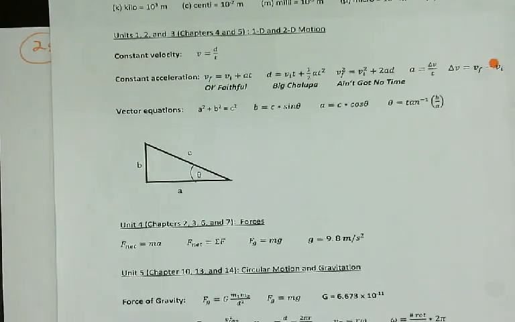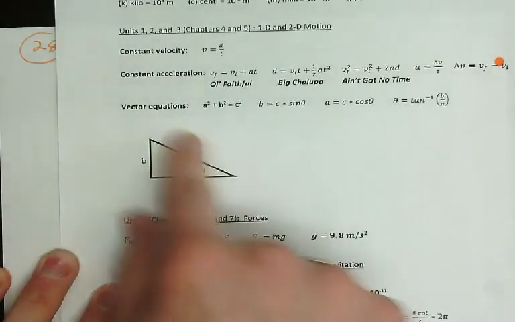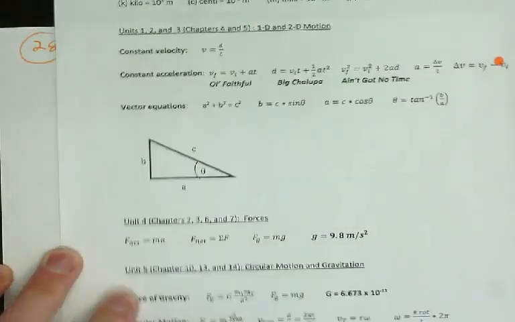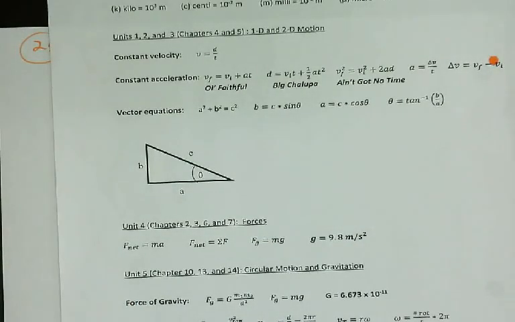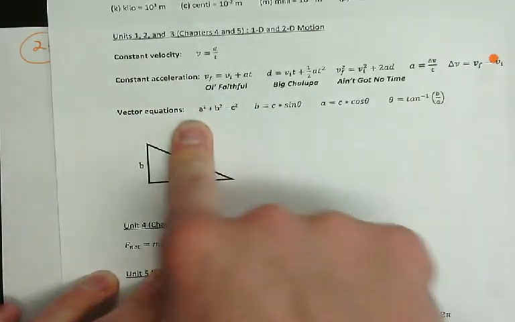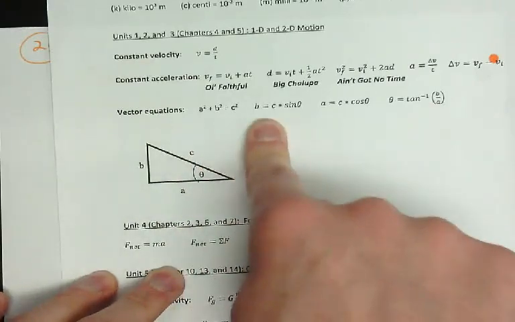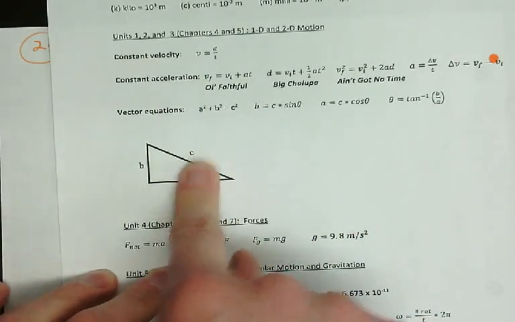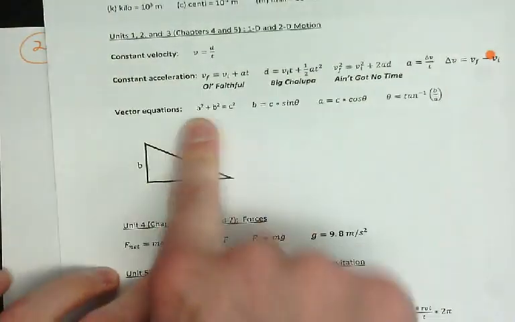So then I look and say, okay, how do I find A and B? I'm looking at my vector equations, because these are vectors. I need to find A. How do I find A? Well, Pythagorean theorem's got A in it, but it's also got B and C. Now, I know what C is. C is the 89, but I don't know what B is, so this isn't going to work.